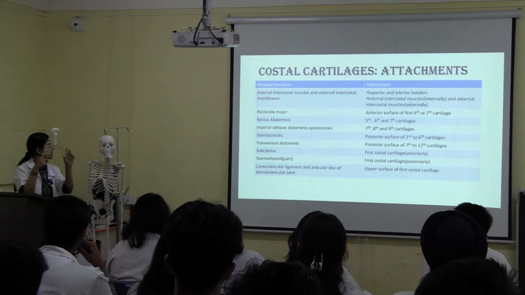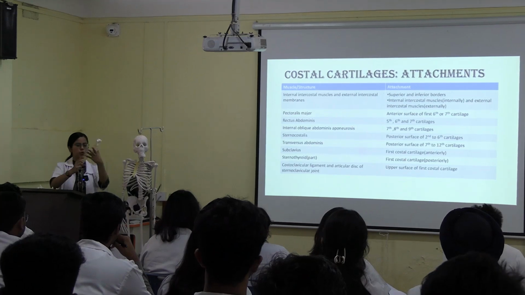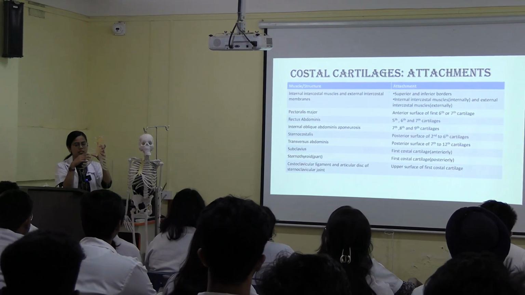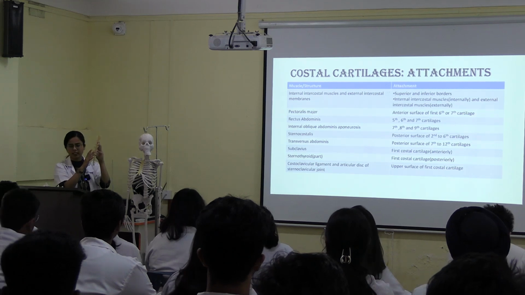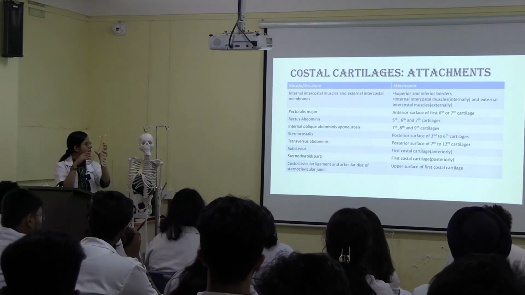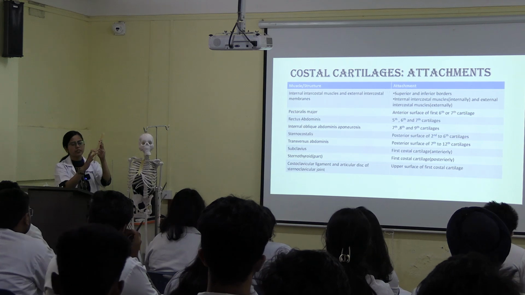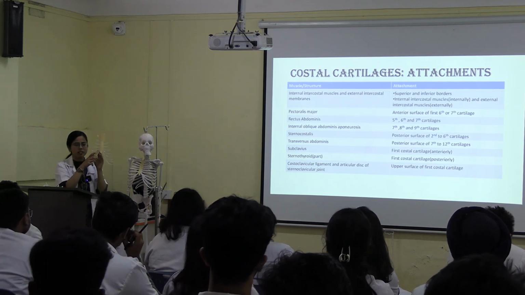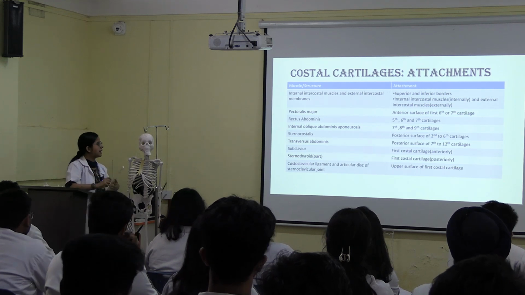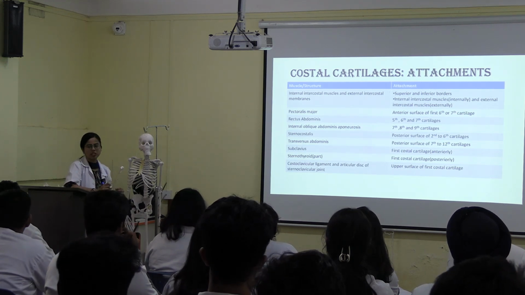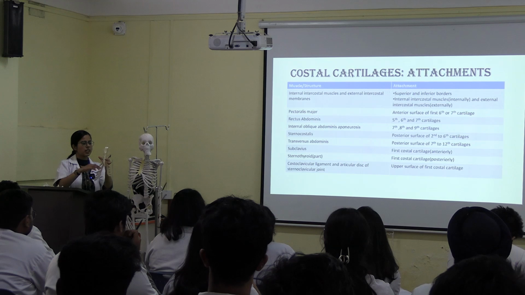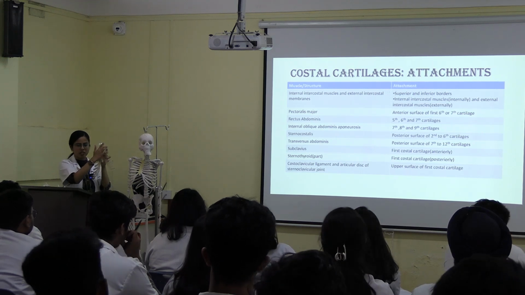Clear? Next comes your sternocostalis. On the posterior surface we have two. First is sternocostalis, on the posterior surface of the 2nd to 6th costal cartilage, and then transversus abdominis from the 7th to 12th, posterior surface only. So on the posterior surface we have two, sternocostalis and transversus abdominis, and on the anterior surface we have three: pectoralis major, rectus abdominis and internal oblique abdominis.